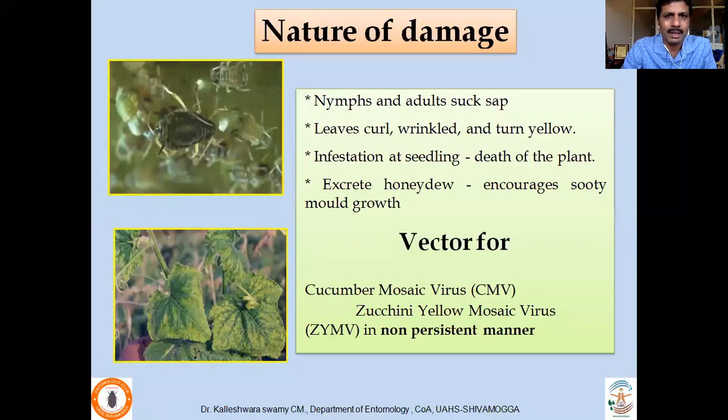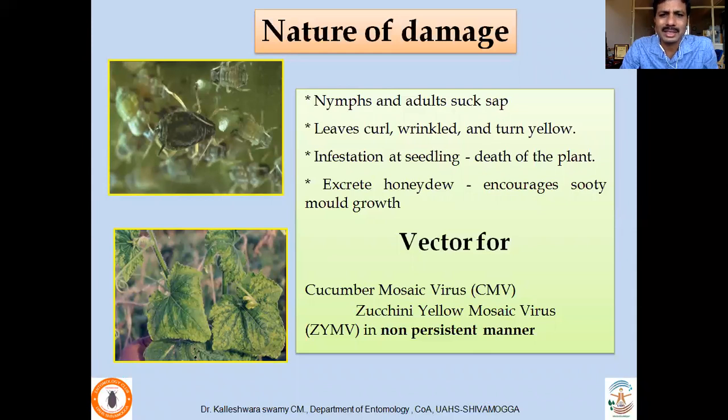as fruits as well. So leaves may start curling, wrinkled, and turn yellow. Infestation at seedling stage may lead to death of the plant. So they do excrete large quantity of honeydew and encourage sooty mold. So that is the direct damage, which sometimes may not cause serious economic losses.